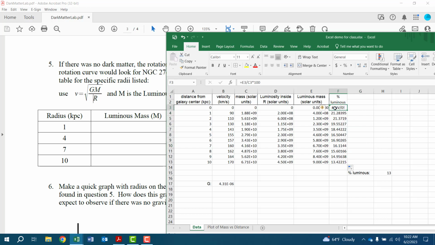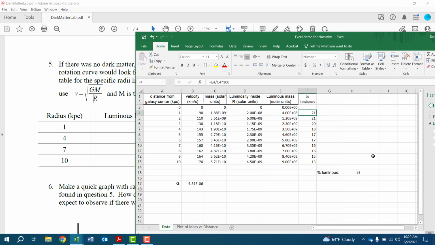Now here I'm dividing by 0, which is a problem, so let me just delete that and enter the number 0 manually. It's actually irrelevant because there's no mass of any kind at 0 distance. And this is way too many digits, so let me decrease the number of decimal points. We'll just round to the nearest integer. That's fine.